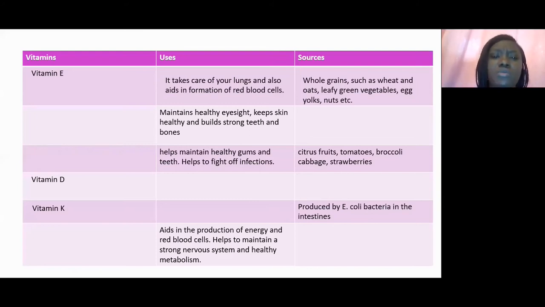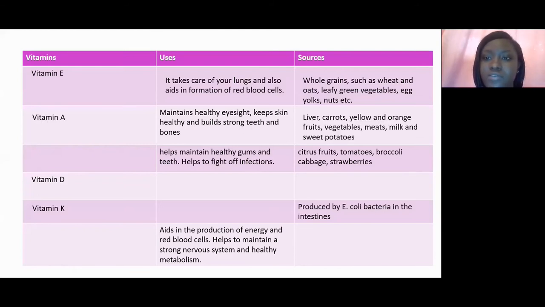Okay, so in column 2, we're going to fill in the blanks, right? In column 2, it says maintain healthy eyesight. So you should know off the bat what that is, right? What vitamin maintains healthy eyesight? What vitamin is useful in eyesight? Good. Vitamin A, okay? Sources: liver, carrots, vegetables, meats, right? So a variety of sources for vitamin A.